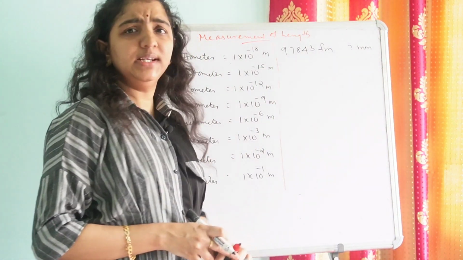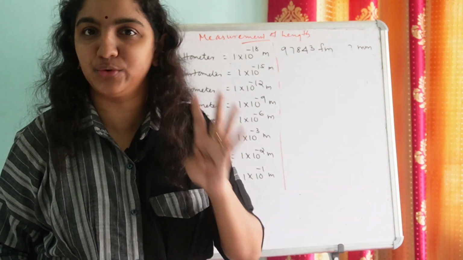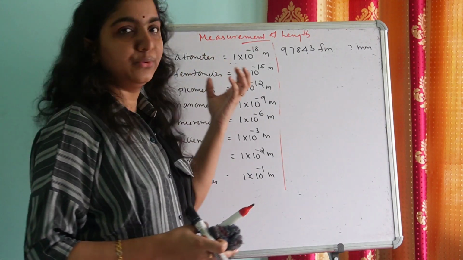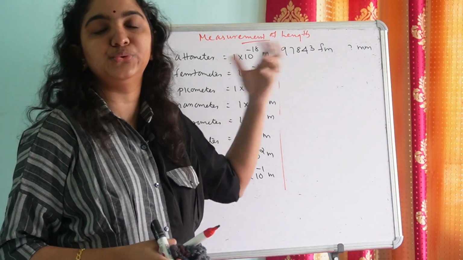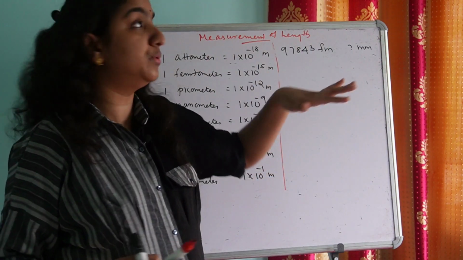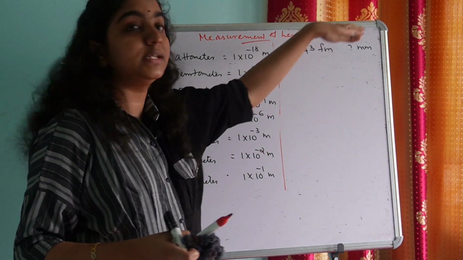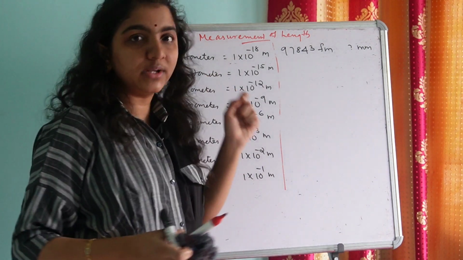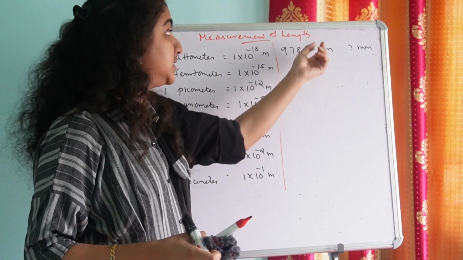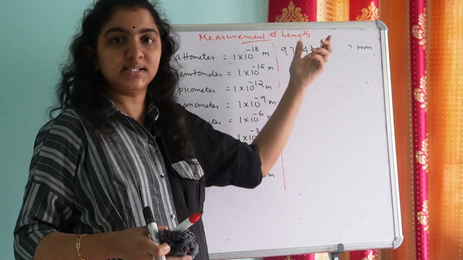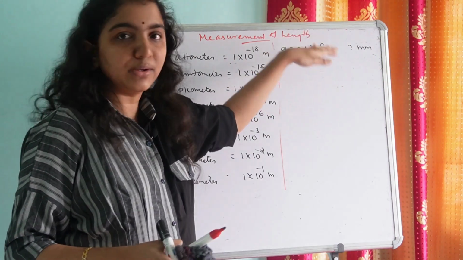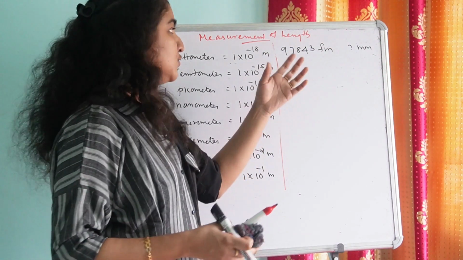So in the previous four cases, we knew the relationship between those two units, isn't it? But now in this case, we don't know the relationship between femtometer and millimeter. So what do we have to do? First we have to derive a relationship connecting these two units, isn't it? Then only we can convert values from femtometer to millimeter. So how do we derive?